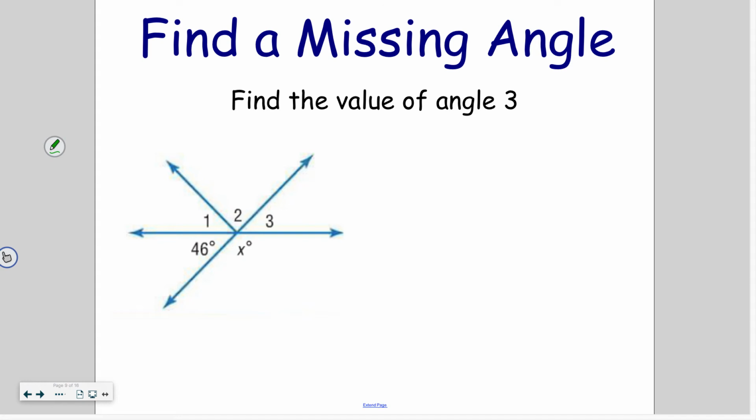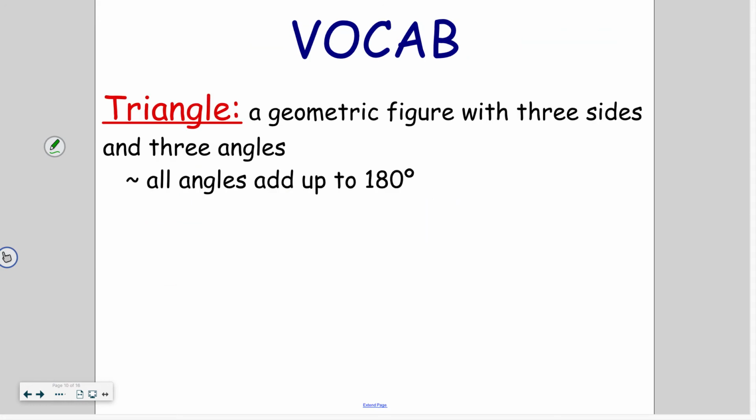Now it's asking us about angle 3. So we have to figure out the relationship between angle 46 and angle 3. In this case, we've got our pair of intersecting lines, this first line and second line. When I look at 46 and 3, those two are across from each other, so that means they are vertical angles, which means they are congruent. So angle 3 is also 46 degrees.